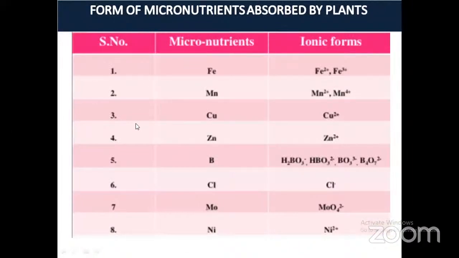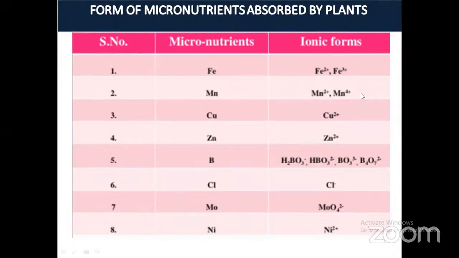As we have seen in the starting slides, there are certain micronutrients that are taken up by the plants in cationic form, and there are certain micronutrients that are taken up by the plant in anionic form. More specifically, there are 5 cationic micronutrients and 3 anionic micronutrients. So their ionic forms: iron is taken up by the plants as Fe2+ and Fe3+, ferrous and ferric form. Which one is ferrous and which one is ferric? Fe3+ is ferric, yeah. So it is ferric and Fe2+ is the ferrous form.